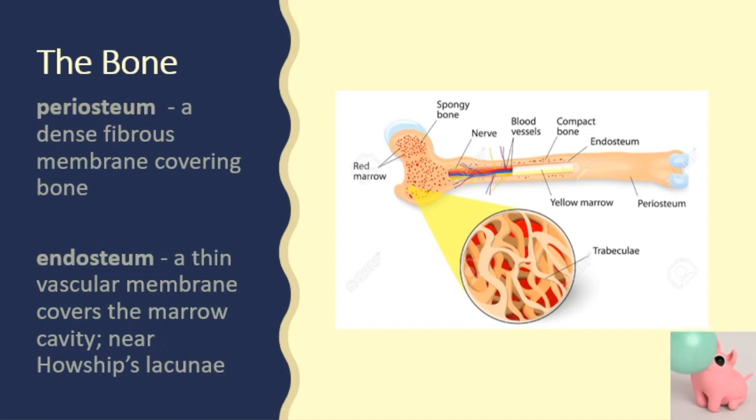The next term is your endosteum. When I say endosteum, it is actually a thin vascular membrane that covers the marrow cavity. It's near your house-shaped lacunae. Remember, your house-shaped lacunae is the location of our osteoclasts.